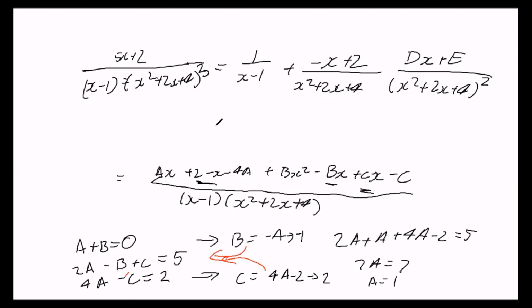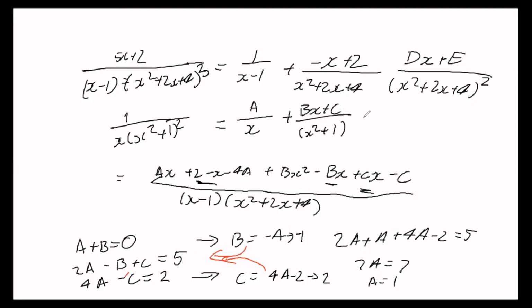Although you will normally see them in terms of, let's say, 1 on x bracket x squared plus 1 squared. So it'll be a simpler quadratic rather than something like this, because that could be very annoying. Right. Yeah, that would be a on x, plus bx plus c over x squared plus 1, and then dx plus e over x squared plus 1 all squared. Perfect. Yeah.